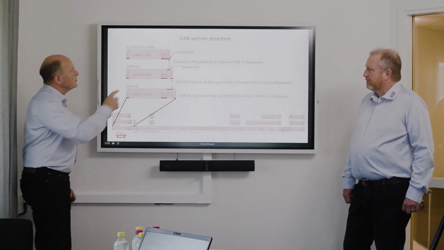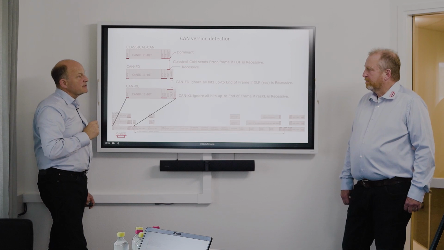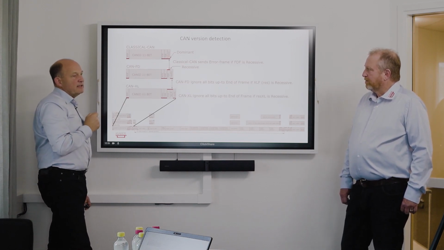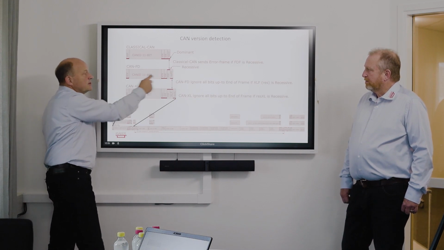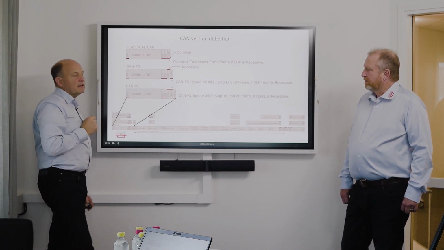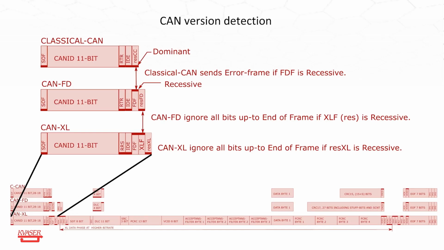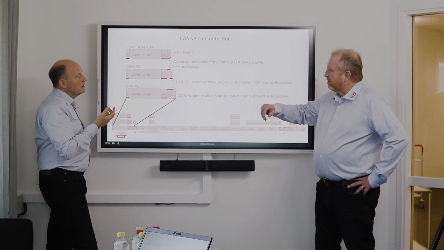The next bit after those 13 bits is the reserved bit in classical CAN. This bit in classical CAN is dominant to indicate that this is a classical frame. When we come to CAN FD, they send this bit as recessive. When the classical CAN controller sees this recessive bit, it knows that there's a new version, so it won't understand the bits that follow. The classical CAN controller doesn't know what to do, so the only thing it can do is send an error frame.